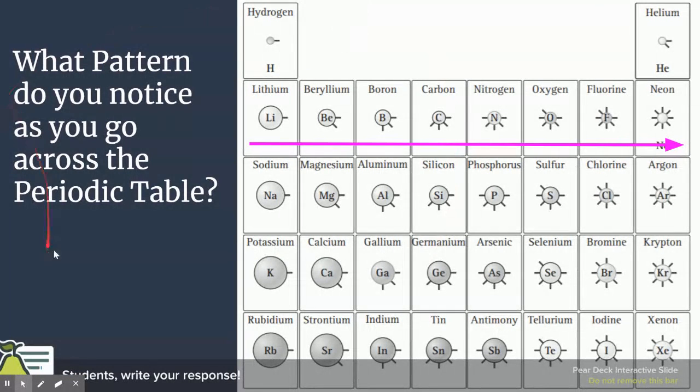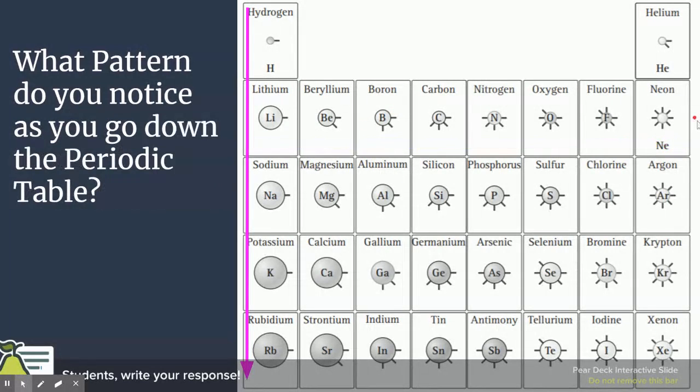So what pattern do we notice as we go across the periodic table? As we go across the periodic table, the number of sticks is going up. Now, these number of sticks represent the number of valence electrons. So as we go across, the number of valence electrons increases. As we go down a group, we have the same number of valence electrons. So when we go down a group, our valence electrons are going to stay the same.